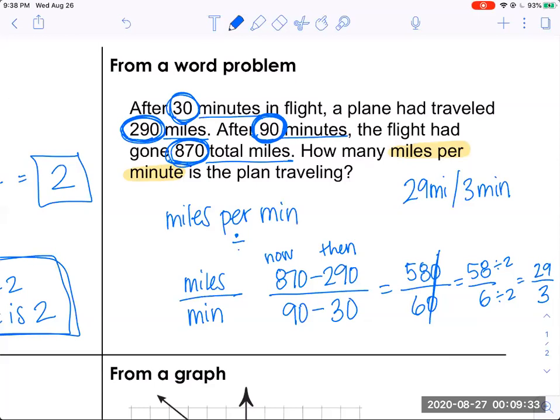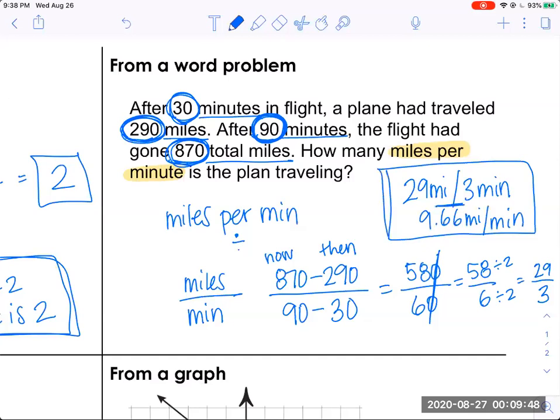If I do 29 divided by 3, I get 9.66666 forever and ever miles per minute. Right? Both of these are reasonable answers. This would be the exact version, and this would be the approximate version. We'll talk a little bit more about that, but for now you can use either of those answers.